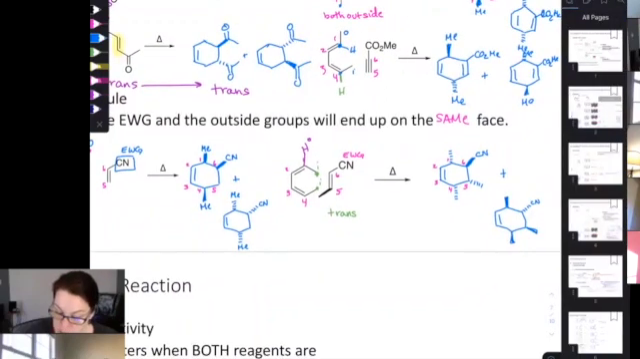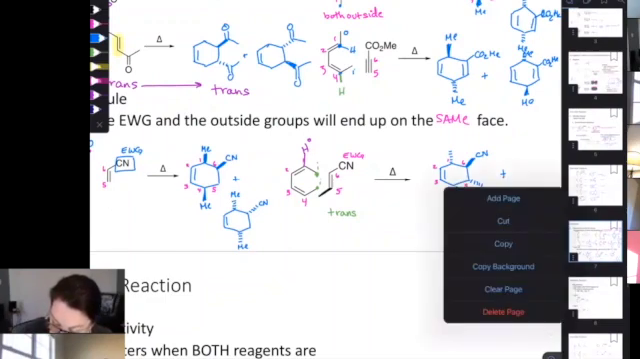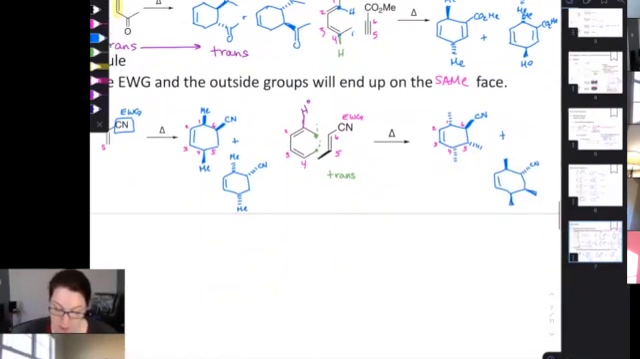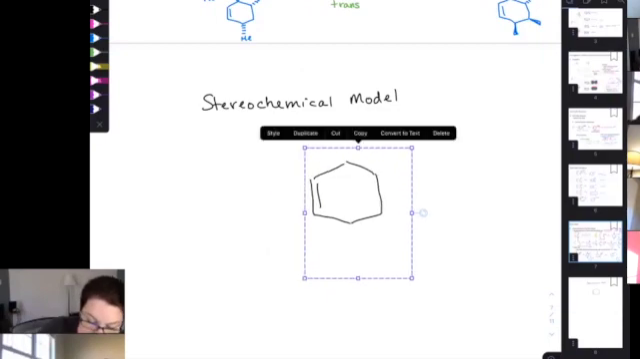All right. So what I actually want to do here is, let me add a page. We can make them as like a little model. Okay. So let's attempt to do this. Here is a stereochemical model. So here is our giant cyclohexene. And actually, before I do that, let me move that over. Let's draw the diene and the dienophile.